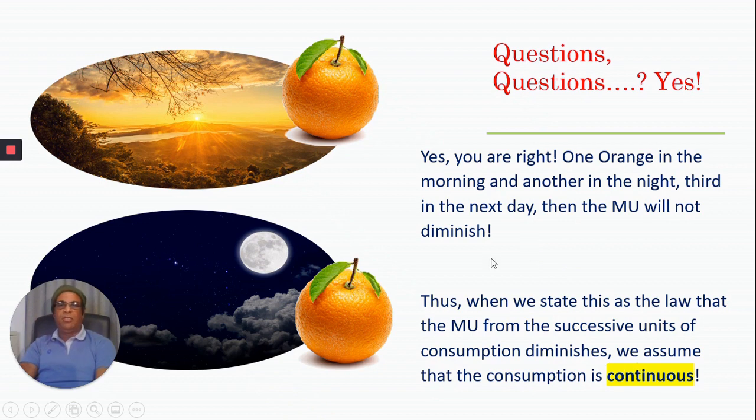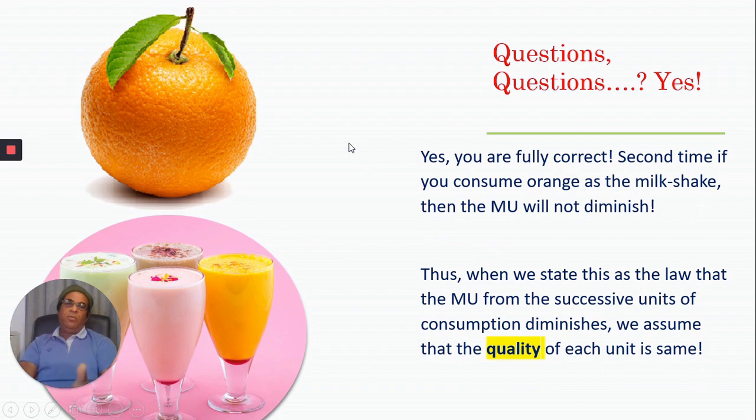Then you may argue that, okay, I agree, but the second unit you are changing the quality. You are making a milkshake. So the quality is different. So first is this orange, and first you take like this, and then the second is a milkshake with orange juice. So the quality is different. So the utility may go up. No, we assume that the same quality is maintained. Every unit is the same as we noticed in the example.